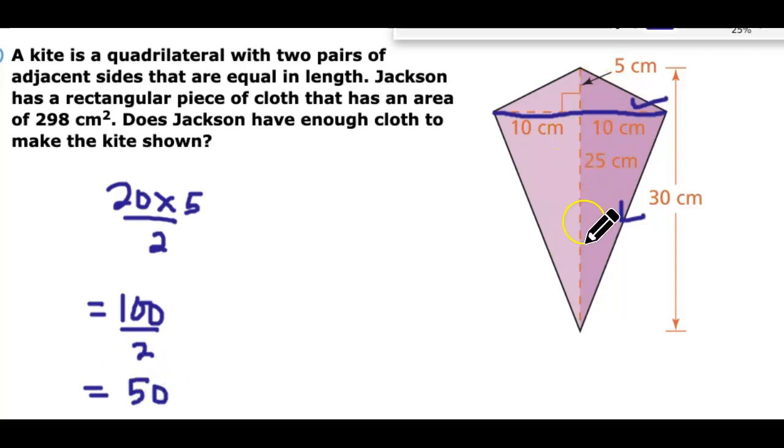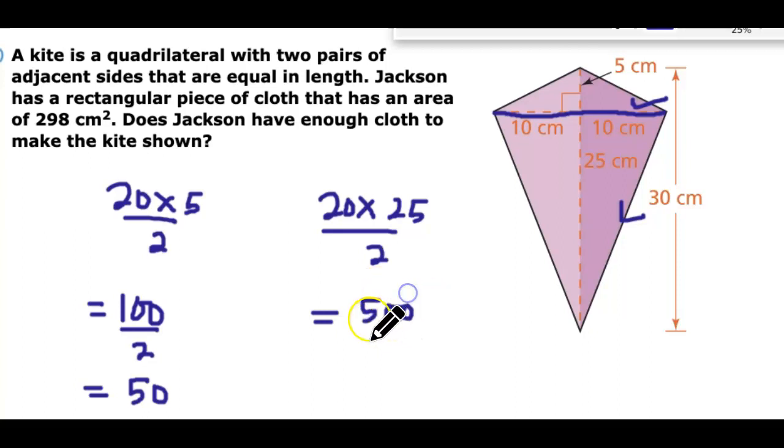Let's solve for the bottom one. The bottom one will be 25. For this one, the base will still be 20 and the height will be 25, and we divide that by 2. So 20 times 25 gives us 500. You can check with your calculator, and we divide it by 2. So that's going to be 250.